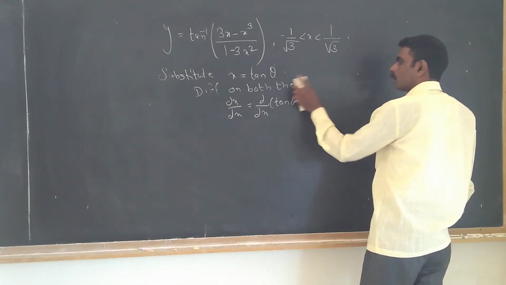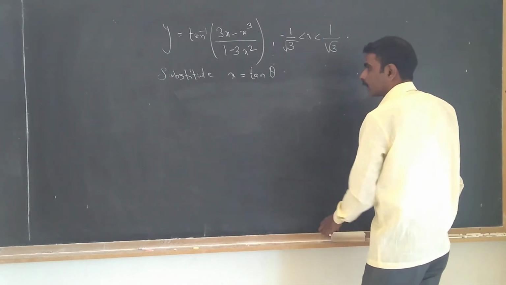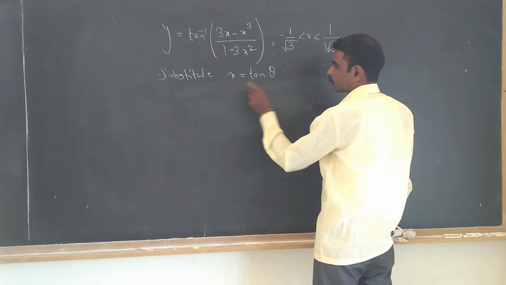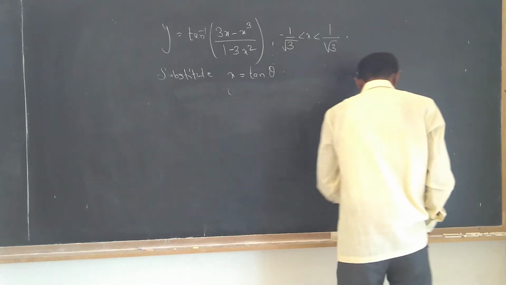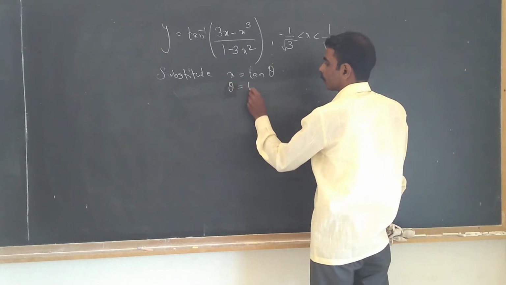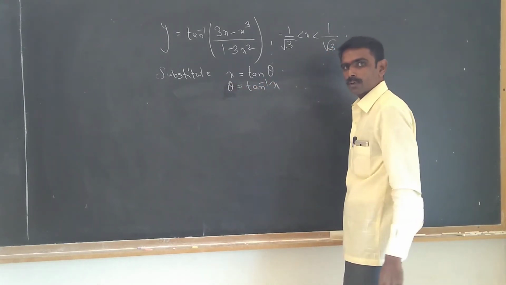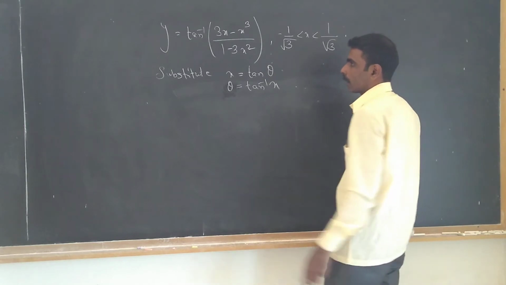Or you can also go for another method here. The method is, if x is equal to tan theta, then theta will be equal to tan inverse of x.